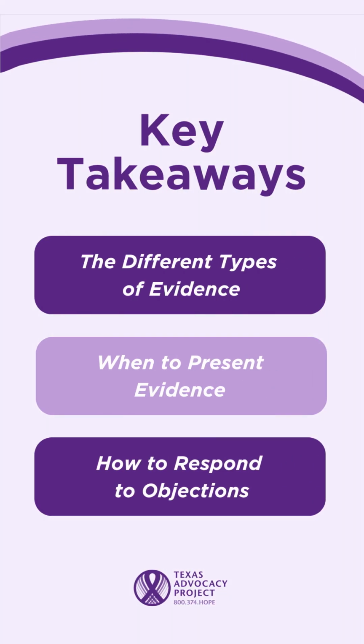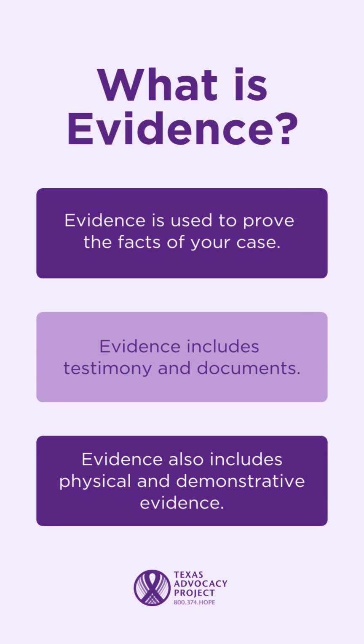During our presentation, we will cover the different types of evidence, when to present evidence, and how to respond to objections. Evidence is used to prove the facts of your case. Different types of evidence include testimony, documents, including photographs and other written or typed evidence, physical evidence, and demonstrative evidence, which includes charts, maps, and diagrams.